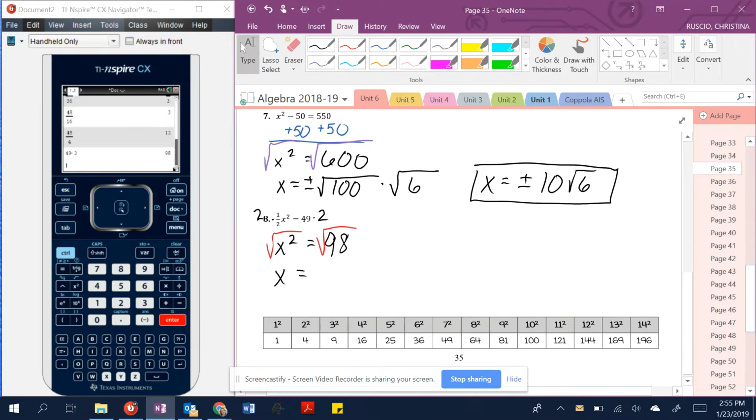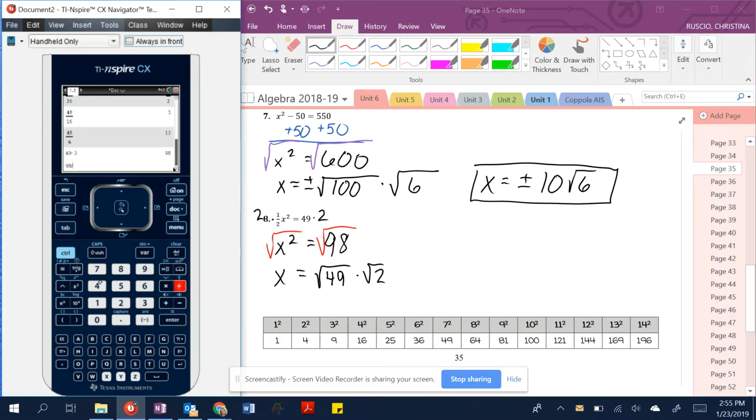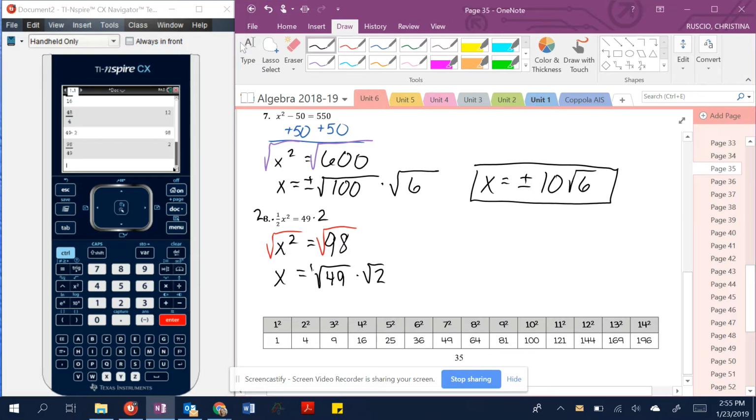Let's work smarter, not harder. 81 isn't going to be a factor. 64, not going to be a factor. 49, I think, is a factor. Well, yeah, duh, it's a factor. We just multiply that. So 49 times 2. So 98 divided by 49. If you needed some calculator verification, don't forget the plus minus. So x equals plus or minus 7 square roots of 2.